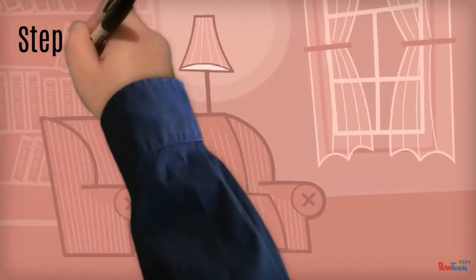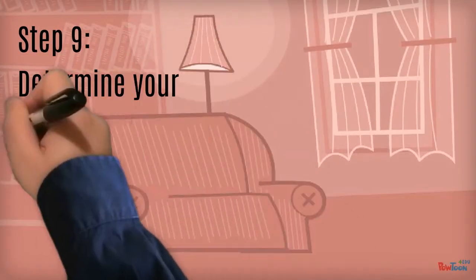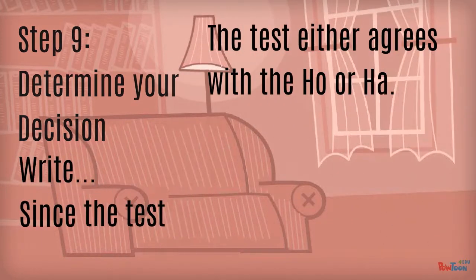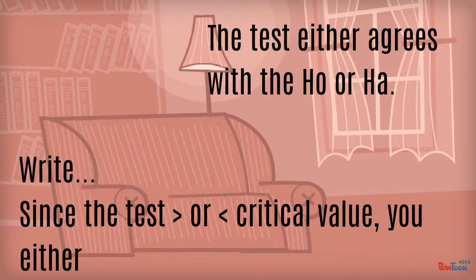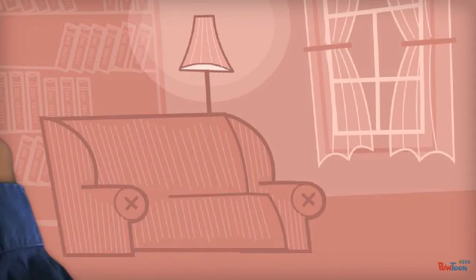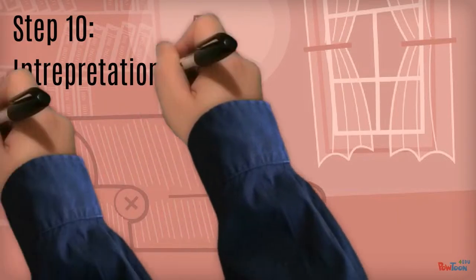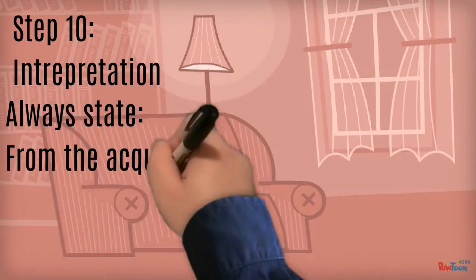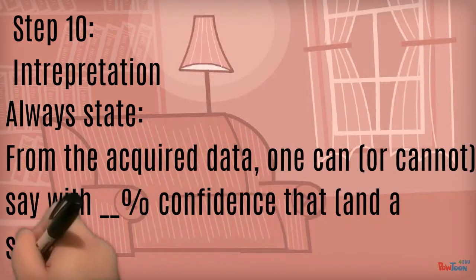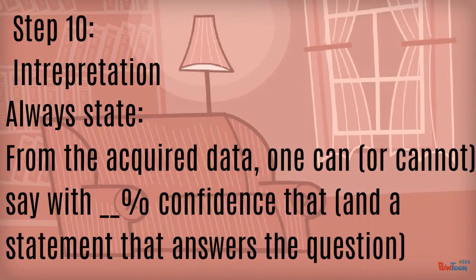Step 9, determine your decision. The test either agrees with your null hypothesis or your alternative hypothesis, but you must state, since the t-test or the z-test is greater than or equal to the critical value, you either reject or accept the null hypothesis as is determined by your decision rule. Step 10, interpretation must be stated as, from the acquired data, one can or cannot say with a specific amount of confidence that whatever you were testing was true.